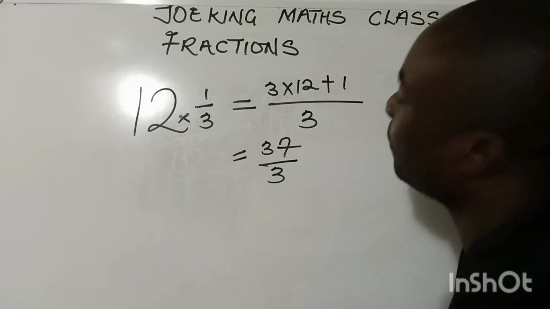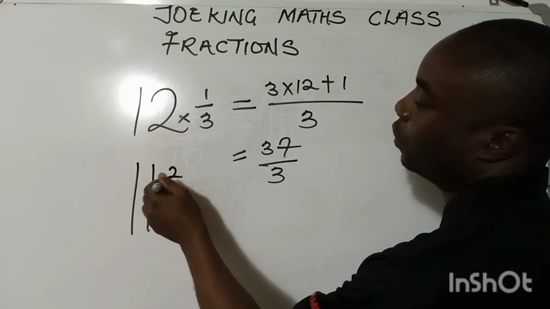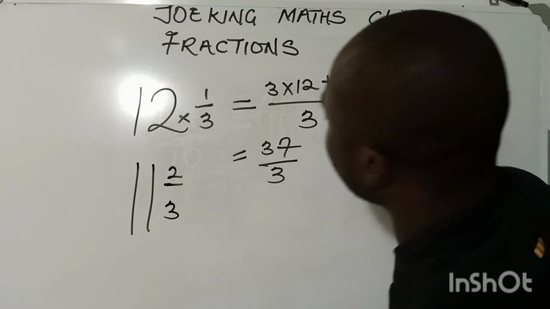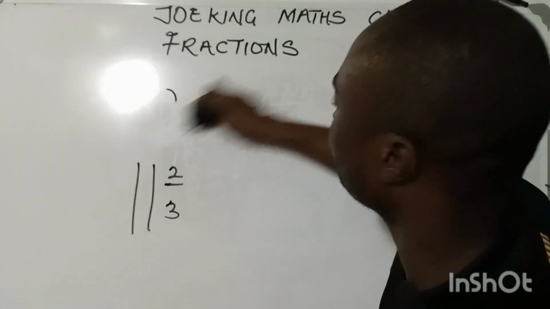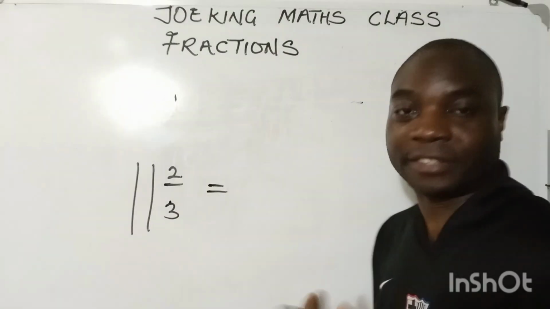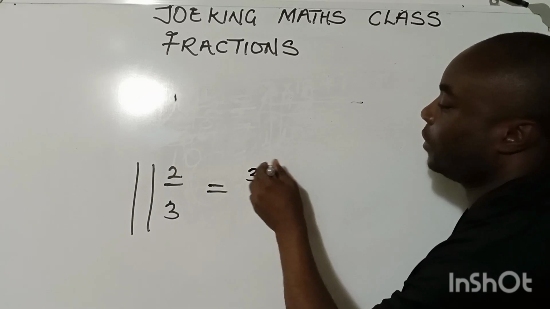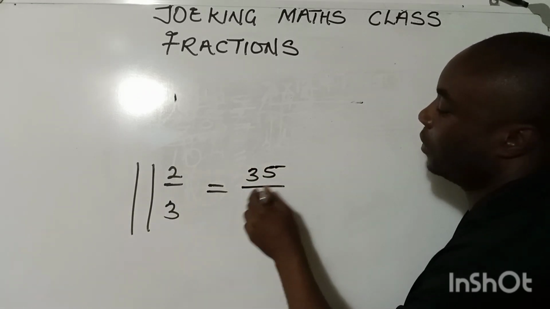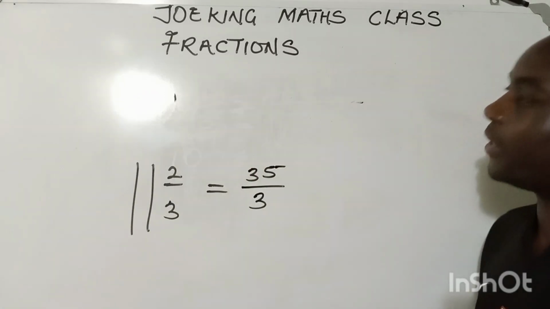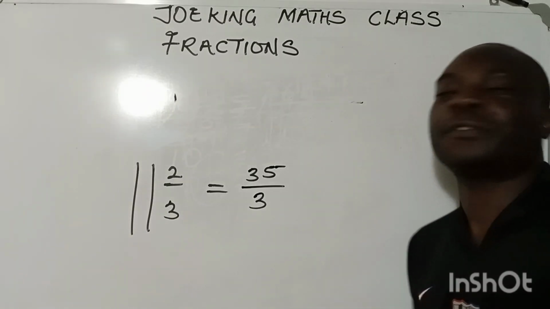Now let's see another question. Let's take, for instance, 11 whole number 2 over 3. All we need to do is say 3 times 11, that's 33. 33 plus 2 will give us 35 all over 3. So that's our answer.